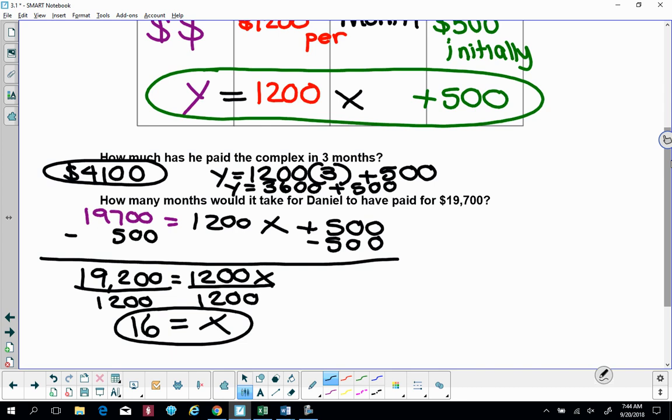And so we solved it just like a two-step equation. We moved the constant over, and we're trying to get X by itself because we're trying to find how many months. Does that make sense? So we don't need to make this chart every time, but when they're asking you to plug values in, it's probably helpful to at least label what you're trying to plug in.